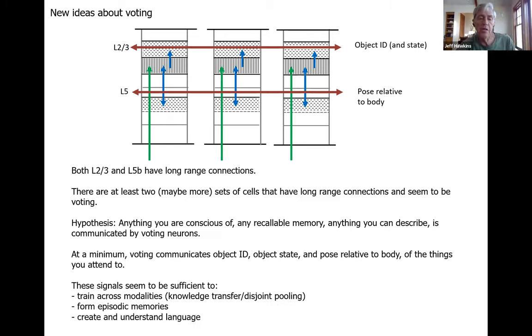Just to stick to the things I mentioned there, it's really interesting that these signals, let's say object ID, state, and pose, are sufficient to do a bunch of things that have confused us for a long time. The first one is labeled train across modalities. For those of you who are new here, we joke that we call this disjoint pooling, and then Marcus recently said, why don't we just get rid of the term? But we used it a lot. It's a type of knowledge transfer.